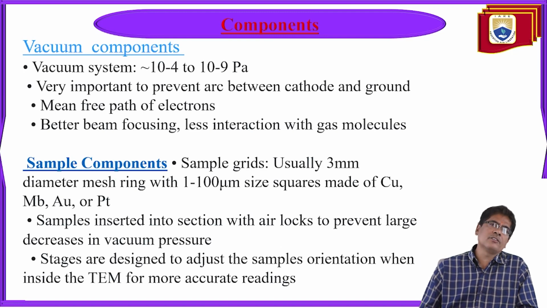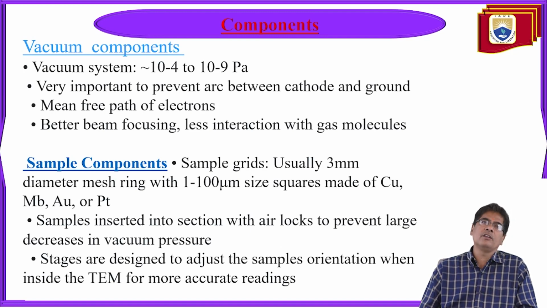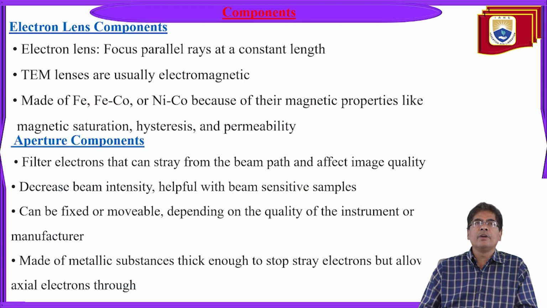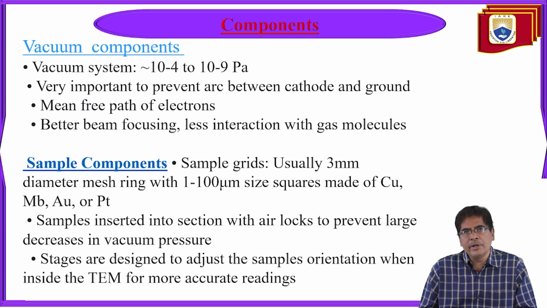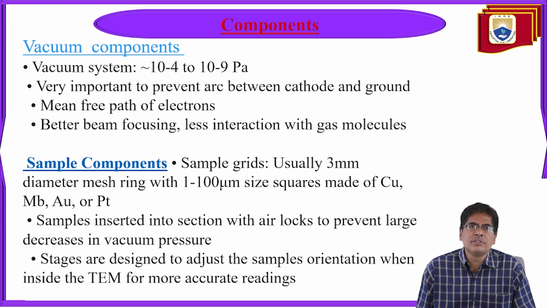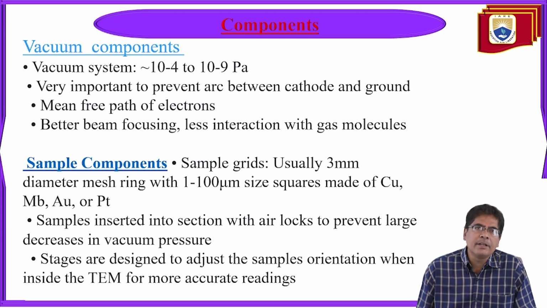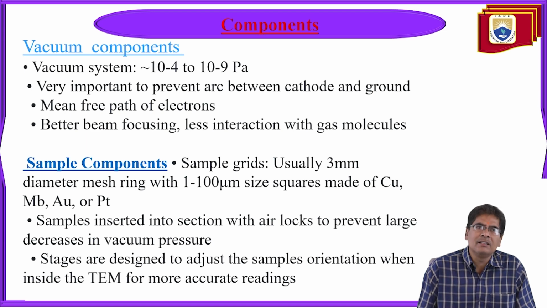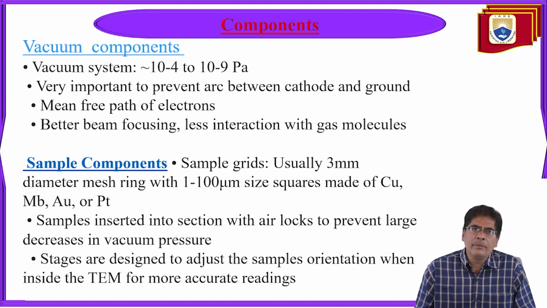If we come to the various components of transmission electron microscopy, we have the vacuum components, sample components, electron lens components, and aperture components. The vacuum system is approximately 10 to the minus 4 or 10 to the minus 9 pascals. The pressure maintained inside the vacuum chamber is very important to prevent arcing between the cathode and the ground.